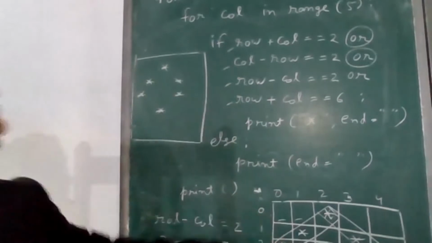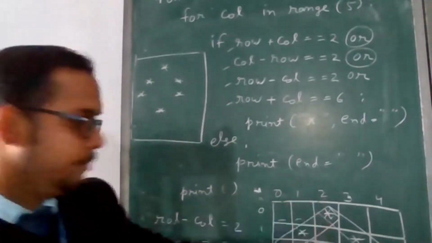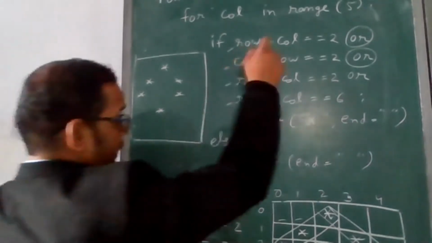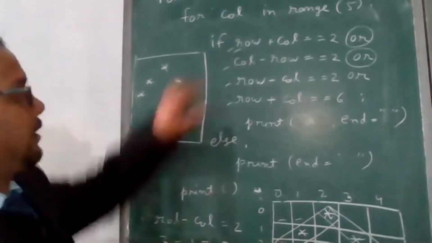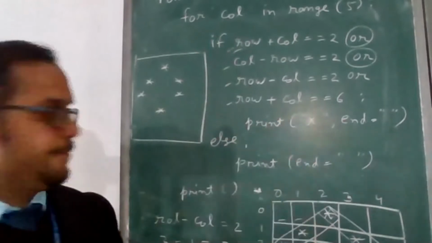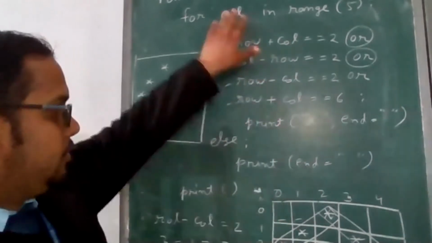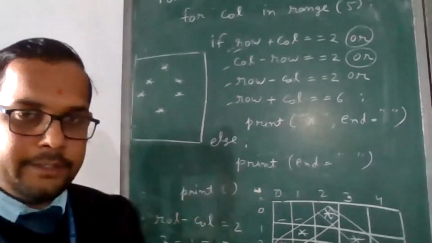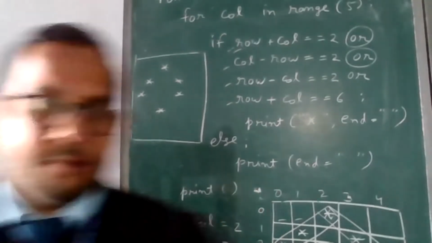Then next time, when the value of row plus column, 0 plus 2, is 2, according to this it is true. So it comes here and prints a star. On the basis of these conditions, it will draw the hollow diamond. Is it clear?